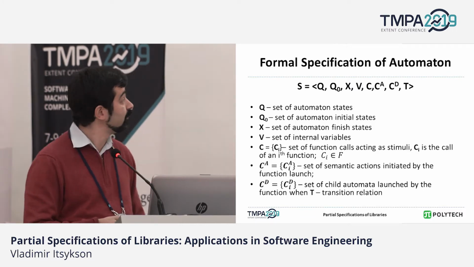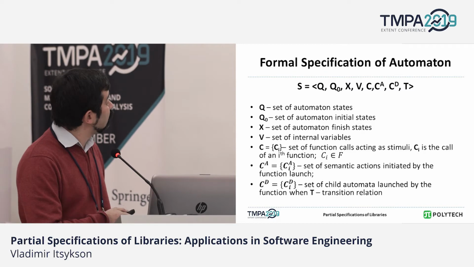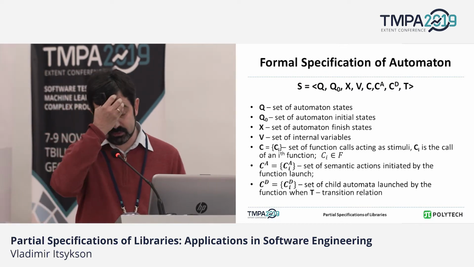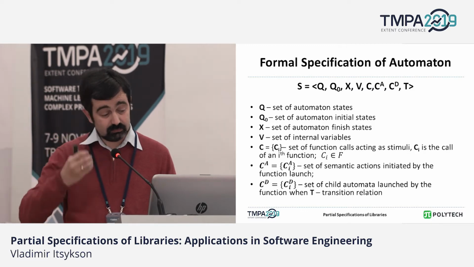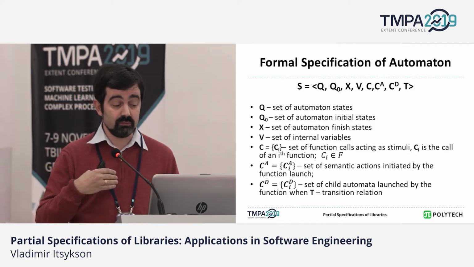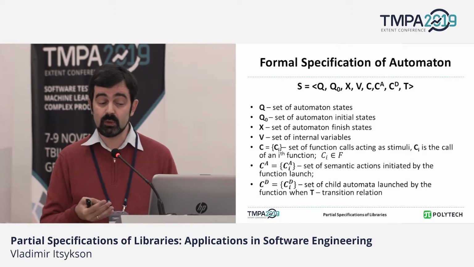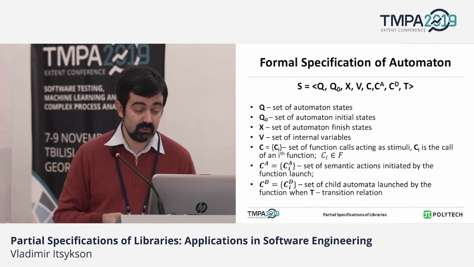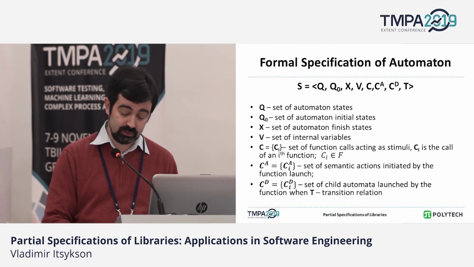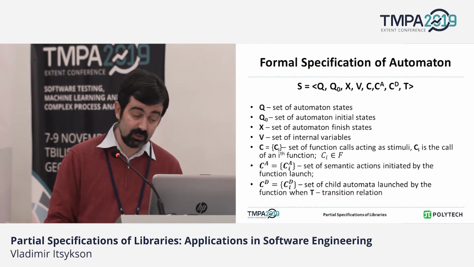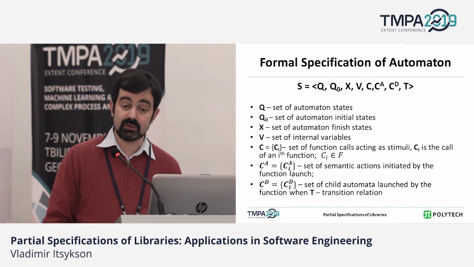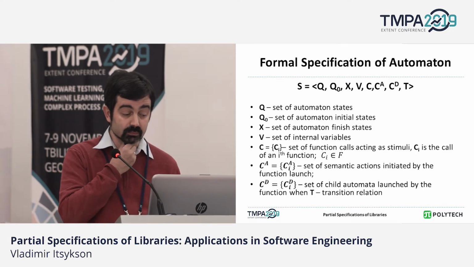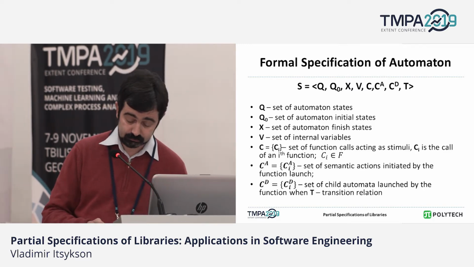And also we have several components. C is a set of function calls acting as stimuli of the automaton, and CA and CG are semantic actions initiated by function launch, and a set of external state machines launched by functions.